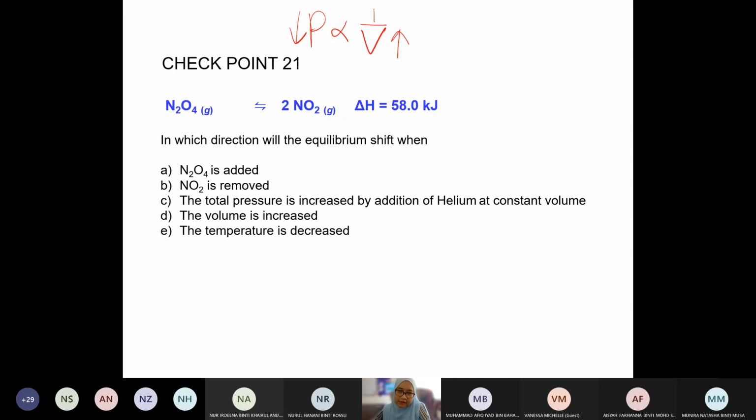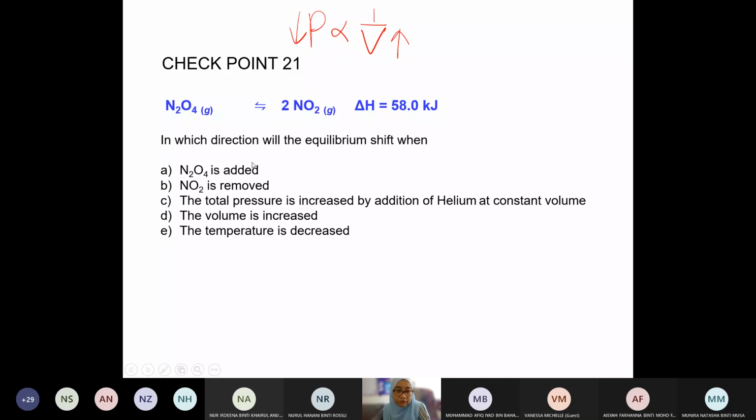Right, okay. Some more? Okay, anyone answered to the left? Okay, alright, so the answer is to the right. Kenapa pergi right? Because right on right.